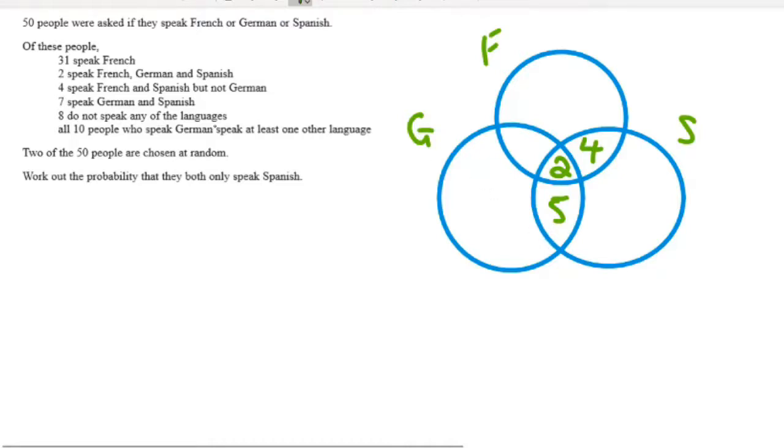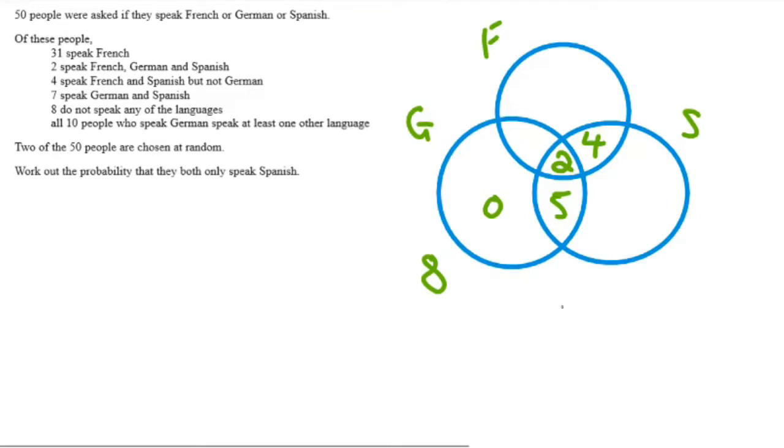8 do not speak any of the languages. Okay, well, that's 8 that's going to go on the outside. And then all 10 people who speak German speak at least one other language. So there's actually no one who does just German. This bit here is 0. And, just to go back to the top, because I'm aware I skipped over it, that 31 people speak French. Again, that's going to contain this entire circle because it makes no other reference to other languages.